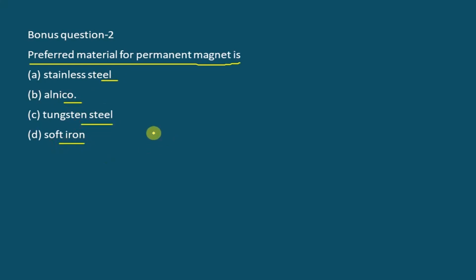So all these materials can be used in a permanent magnet, but which is the preferred one? In most cases we use alnico. Remember this, it will be very helpful for you in the exam. Okay, so let's go to the next question.